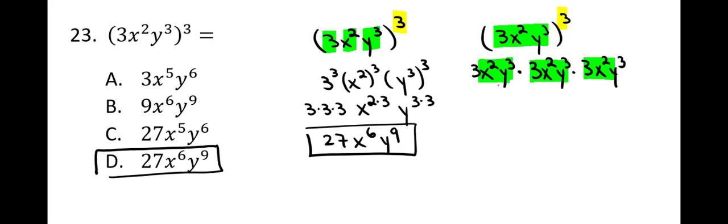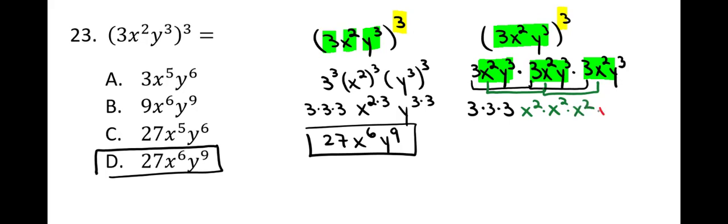And then if we use the commutative property of multiplication, this really means that we're going to multiply 3 times 3 times 3. And then we're going to multiply x squared times x squared times x squared. And that also means that we're going to multiply y to the third times y to the third times y to the third. So 3 times 3 is 9 times 3 is 27.